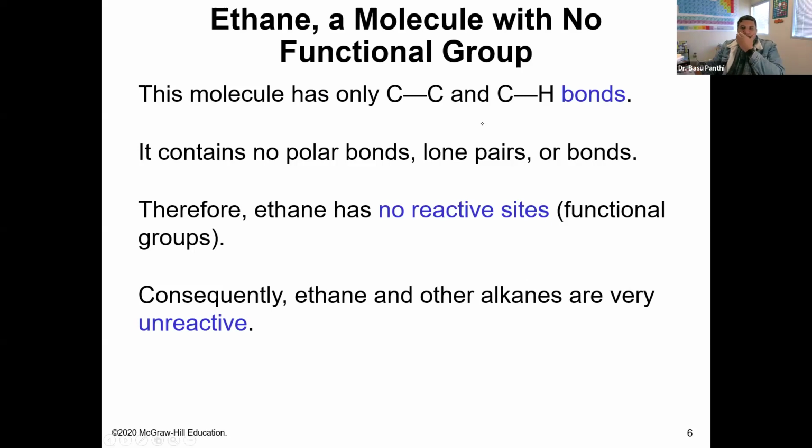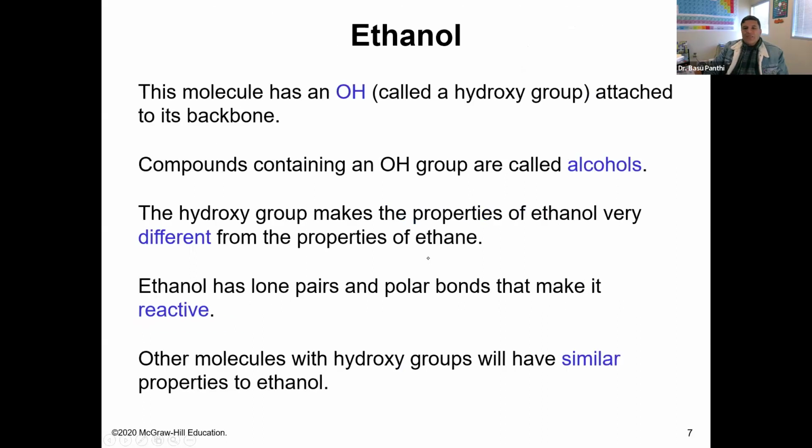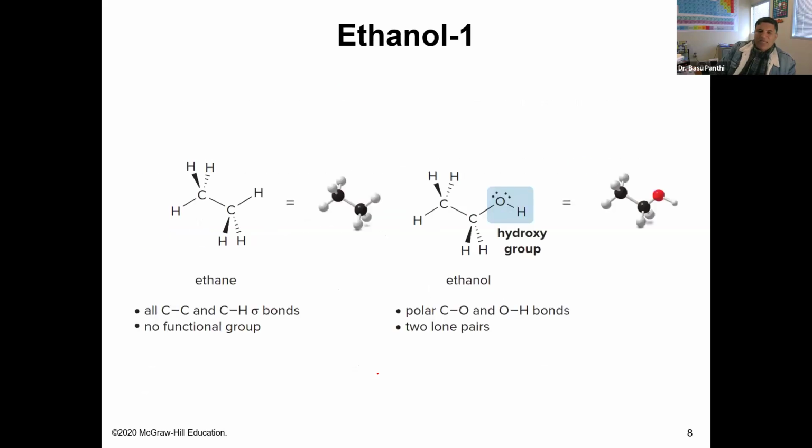So the first molecule has only carbon-carbon or carbon-hydrogen bonds. That means no reactive site, so it's simply unreactive or less reactive. But the other one, OH, is called alcohol. It has different properties, reactive sites. So other molecules with the OH group are called alcohols too. They have similar reactivity.